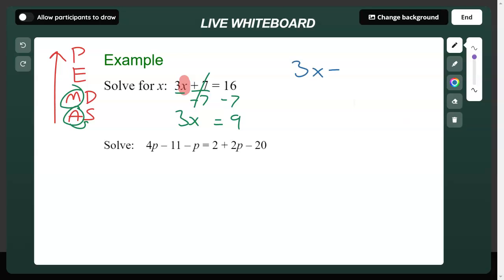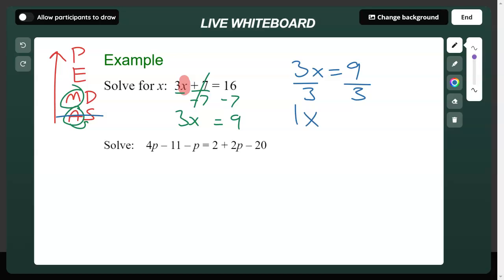3x equals 9. Okay? So I undid the addition and subtraction. Now I'm going to undo the multiplication with the division. Divide by 3. Okay? What's 3 divided by 3? 1. So I have 1x.